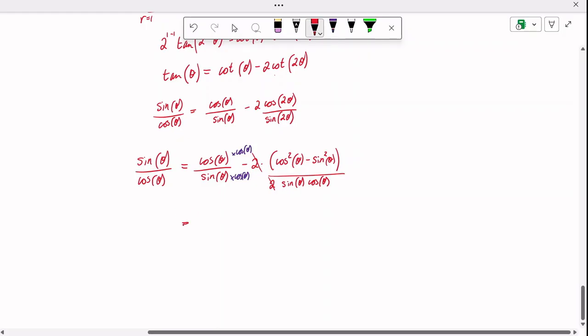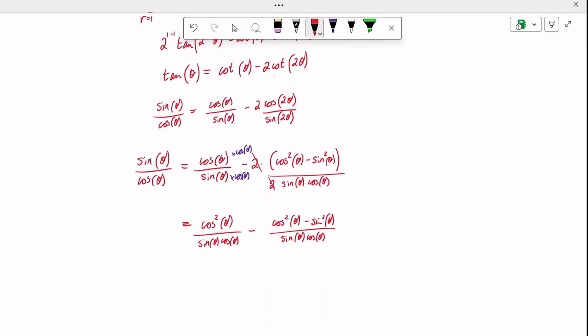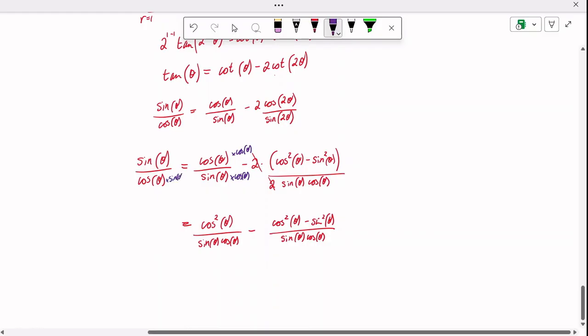So that's going to look like cos times cos, which gives me cos squared theta divided by sine theta cos theta, take away cos squared theta, take sine squared theta, all over sine theta cos theta. Now when I look at my right hand side, also my left hand side now, I'm going to multiply that by sine theta on the top and the bottom, just to get all of my denominators exactly the same.